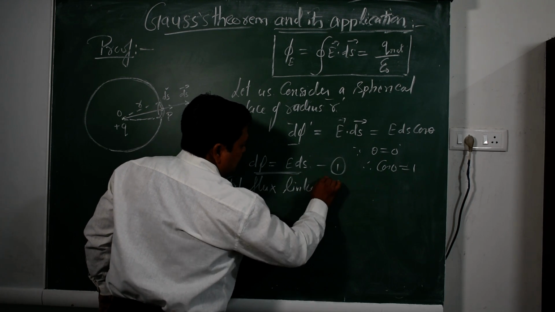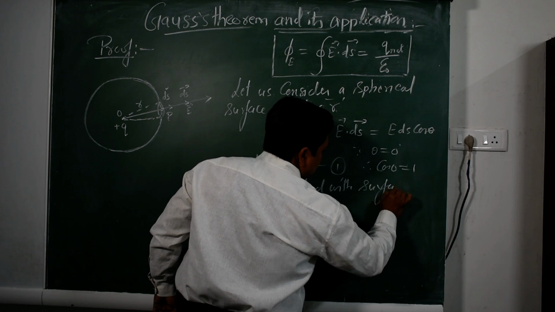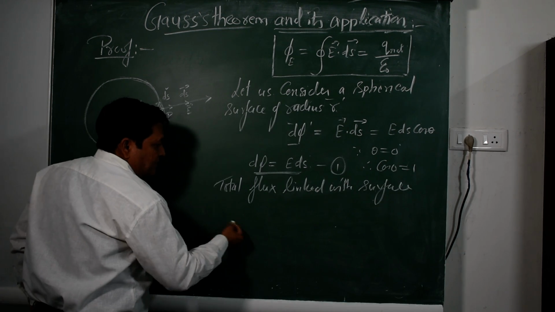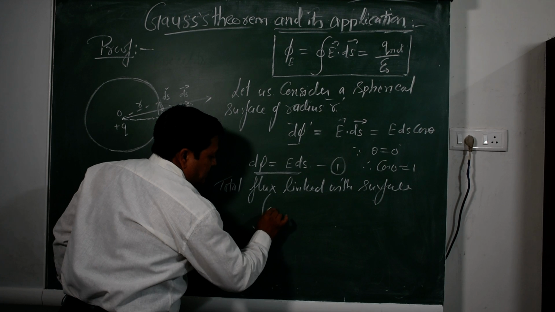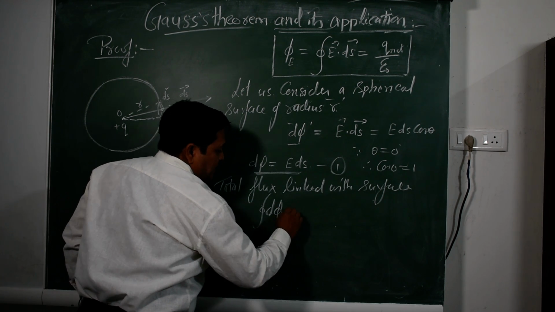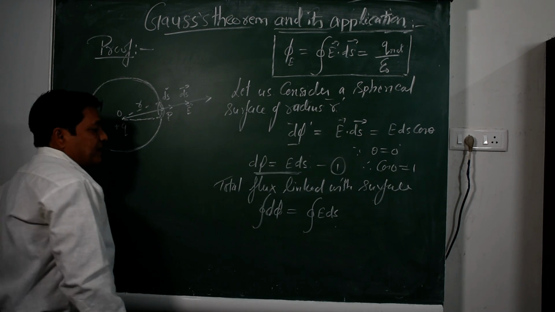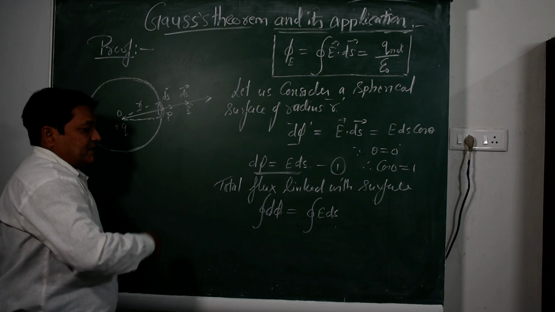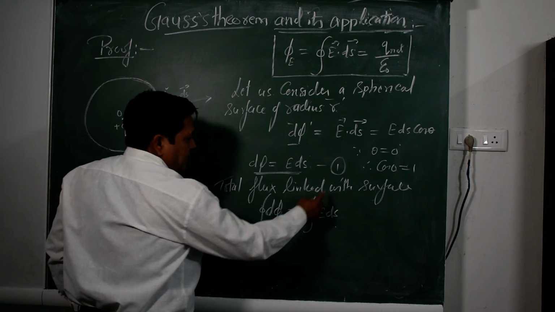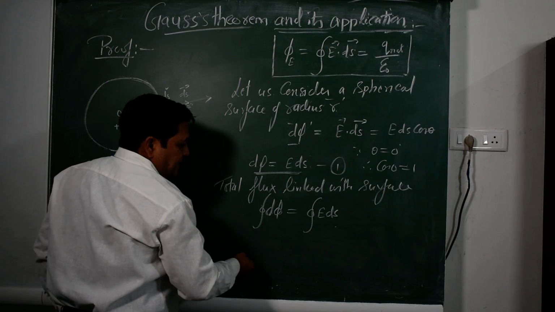Total flux linked with surface is equal to integration d phi. What type of integration is there? Closed integration is there. Closed integration of E·dS. We can write it as cos theta also. Closed integration of E·dS here.